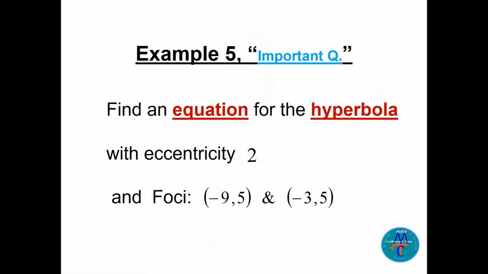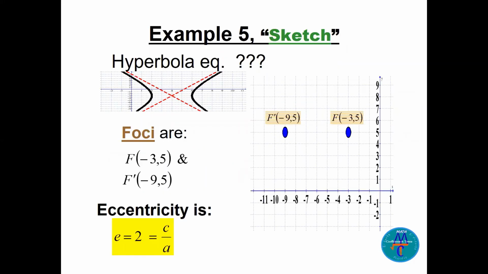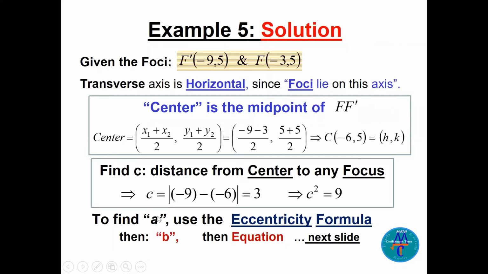Important question here. Find an equation for the hyperbola with eccentricity 2, foci minus 9, 5 and minus 3, 5. Nice idea to sketch. We know these are the foci, so we know the hyperbola is like this. And the eccentricity is 2. So the transverse axis is horizontal, since foci lie on this axis. So we find the center is the midpoint of the foci. Use the midpoint formula, x1 plus x2 over 2, y1 plus y2 over 2. So the center h, k will be minus 6 and 5.